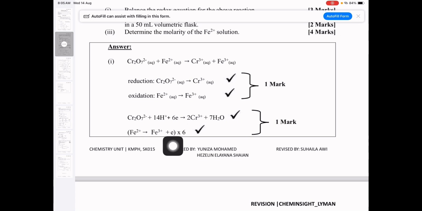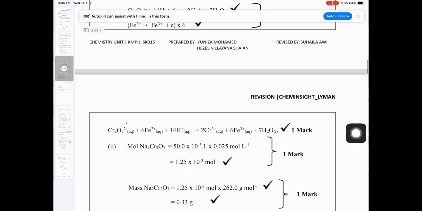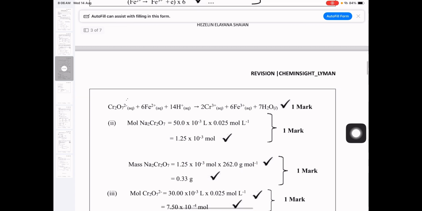So for ferrum 2 plus, we need to multiply by 6. Okay, so 1 mark for the half equation for reduction and oxidation. Another 1 mark is for balancing each half equation. Next, we combine both equations, and the last equation is chromate ion plus 6 ferrum 2 plus plus 14 hydrogen ions produce 2 Cr3 plus, 6 ferrum 3 plus and 7 H2O. So the overall equation is 1 mark.